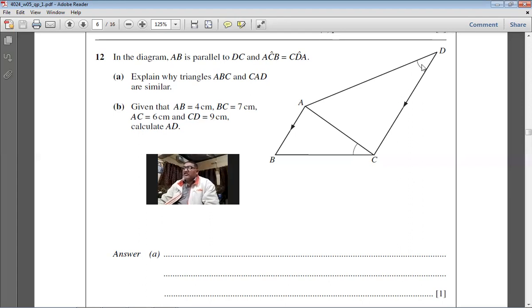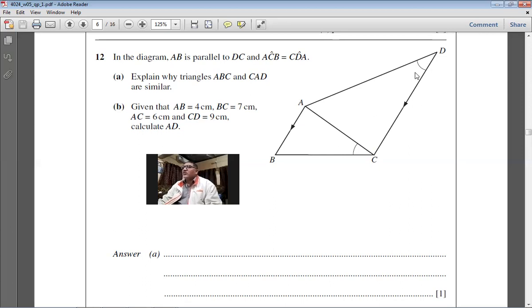Here this angle and this angle, they are equal because it's given in the statement of the question. And you know this angle, let me call it alpha, this is alpha, and let me call this angle beta. This angle and this angle will be equal to each other because they are alternate angles, since these are parallel lines. So if this is beta, this is also beta.